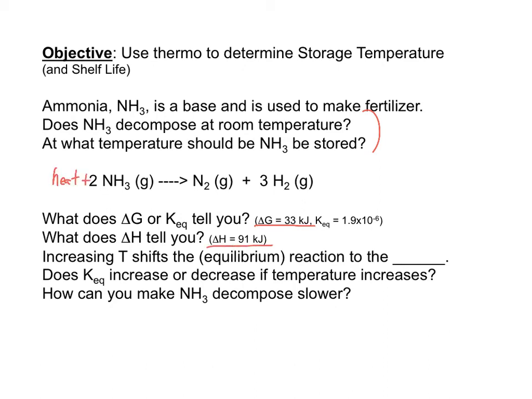That means heat is a reactant. Increasing the temperature shifts the reaction to make more products, which increases the equilibrium constant. Decreasing the temperature does the reverse, and also makes ammonia decompose slower.